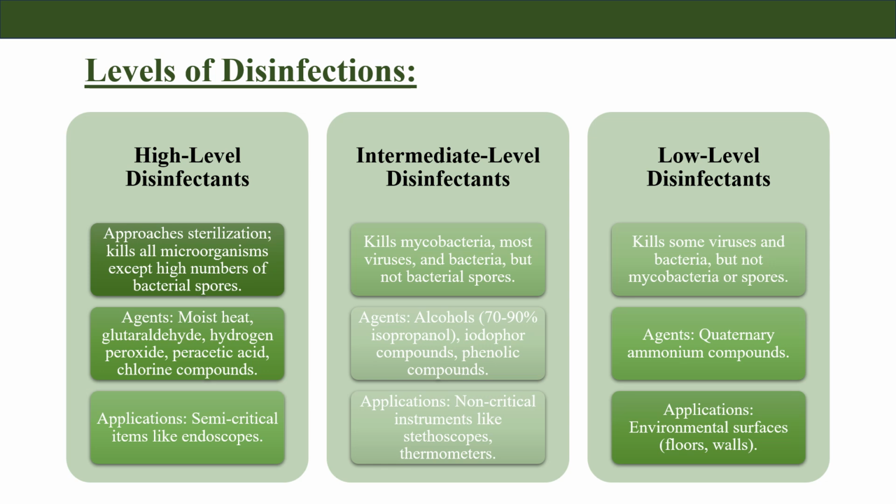Intermediate-level disinfectants kill mycobacteria, most viruses and bacteria, but not bacterial spores. Agents include alcohols, 70 to 90% isopropanol, iodophore compounds, and phenolic compounds. These are used for non-critical instruments like stethoscopes and thermometers.